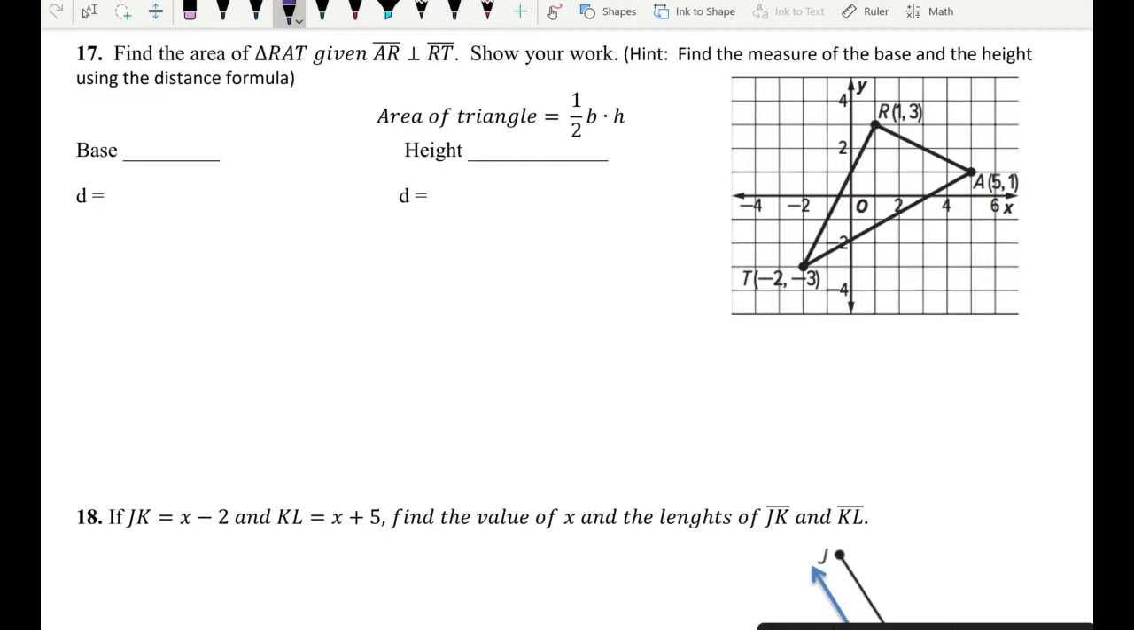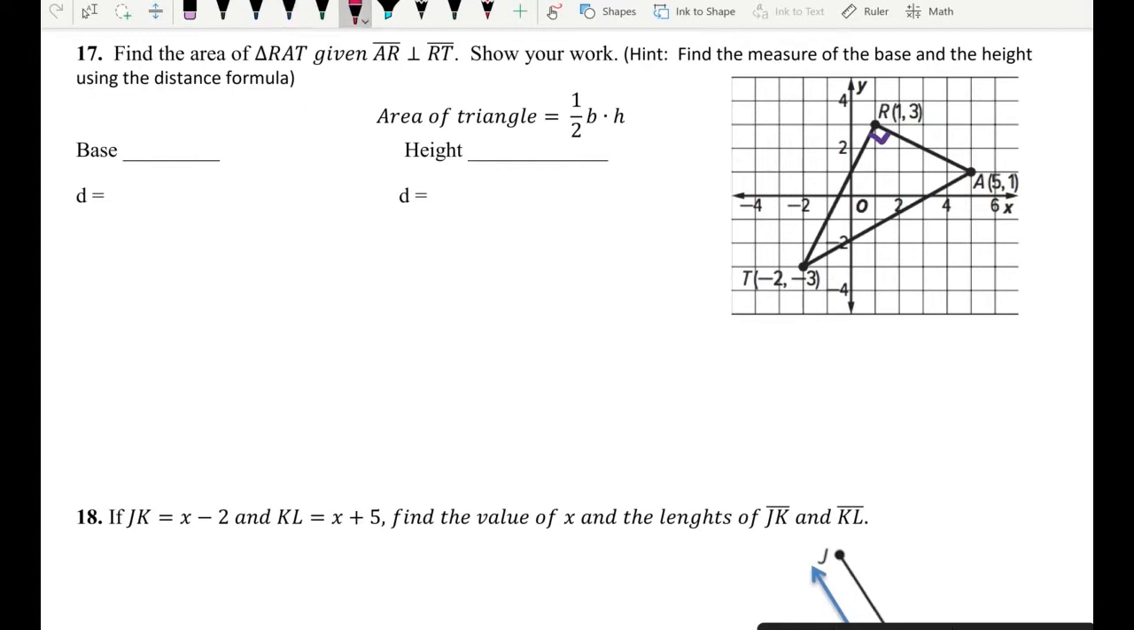Number 17, find the area of a triangle RAT, given that AR is perpendicular to RT. So we know AR and RT are perpendicular, which means they cross at 90 degrees. Show your work, hence find the measure of the base and the height using the distance formula. So I give you the distance formula, area equals 1/2 base times height.